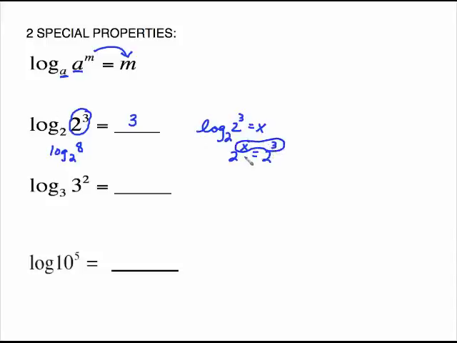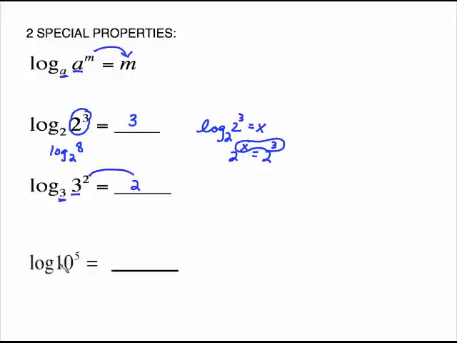These two things right here, we're just explaining to you why the property works. You don't need to do all that work. What you have to do is recognize that this and this are the same, and therefore your answer is just that exponent. So this is a very important property to memorize.